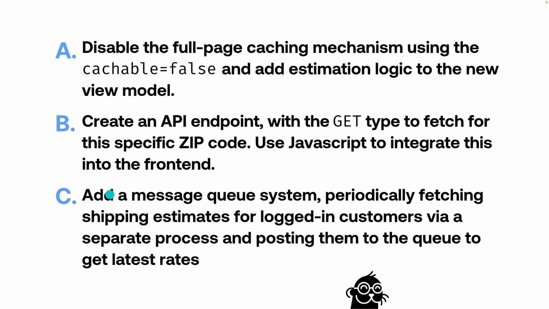Now we have C. Add a message queue system periodically fetching shipping estimates for logged in customers via a separate process, posting them to the queue to get the latest rates. Now, there could be some scenarios in which this could work, but given the information that we have, I don't think this is an ideal option. A message queue system, which unfortunately, per my experience, seems to be underutilized in the overall scheme of development projects that I have visibility into. Message queues are very helpful for pushing information off into the background.